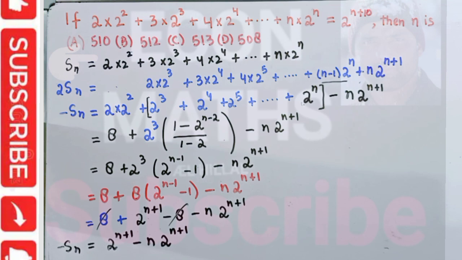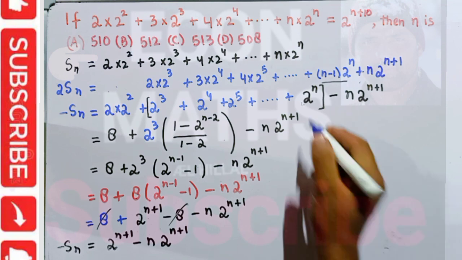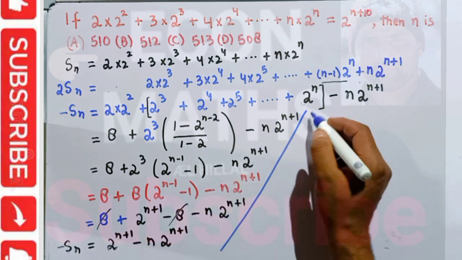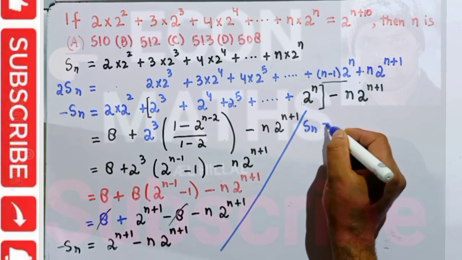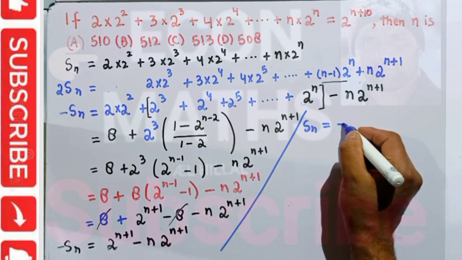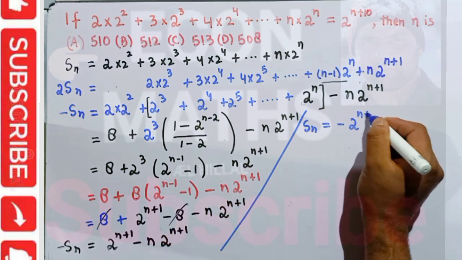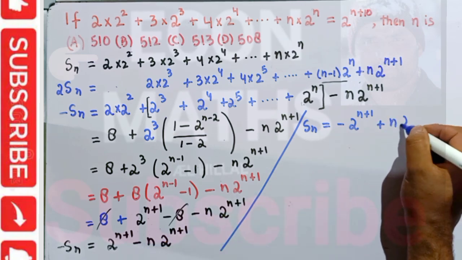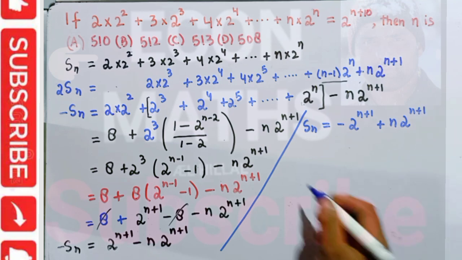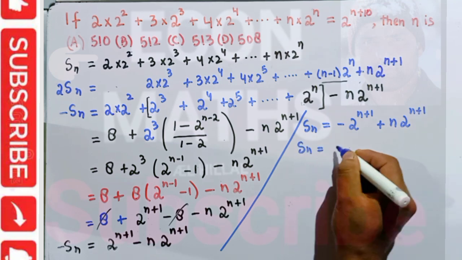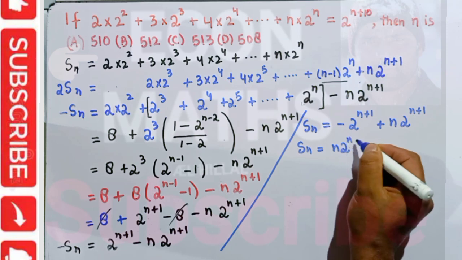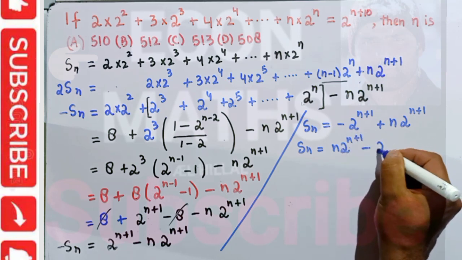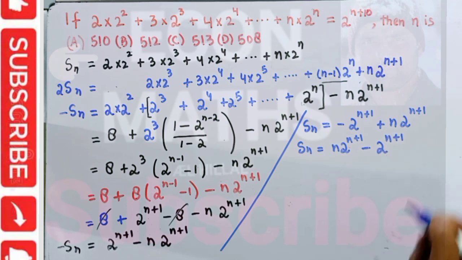Here we can do one thing, multiplying both sides by minus 1. If I multiply both sides by minus 1, so this will become plus, so we have Sn will be equal to, this will become minus 2 raised power n plus 1, minus into minus is plus, we will get n 2 raised power n plus 1, or Sn is equal to n 2 raised power n plus 1 minus 2 raised power n plus 1.